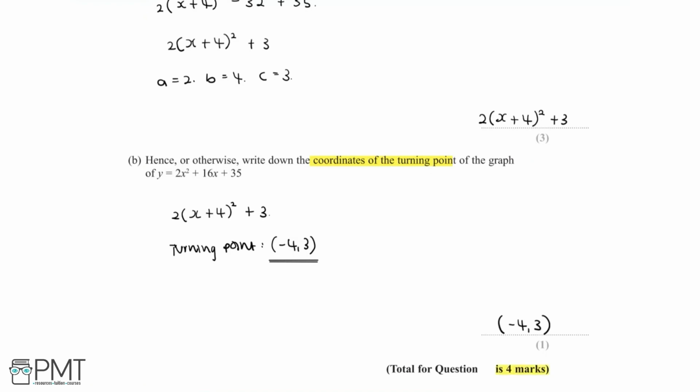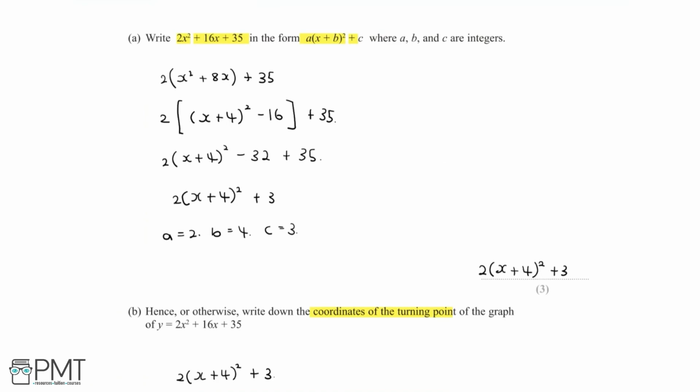Now this question is worth 4 marks in total, so let's take a look at where these marks are allocated. In part A, we get the first mark for factorising the 2 out of our quadratic equation, and for getting 2 multiplied by x squared plus 8x plus 35. Now we get the second mark for writing x squared plus 8x as x plus 4 all squared minus 16, and remembering that we have the 2 at the front and plus 35 at the end. And now the third mark is for correctly simplifying and for getting our final answer of 2 multiplied by x plus 4 all squared plus 3.